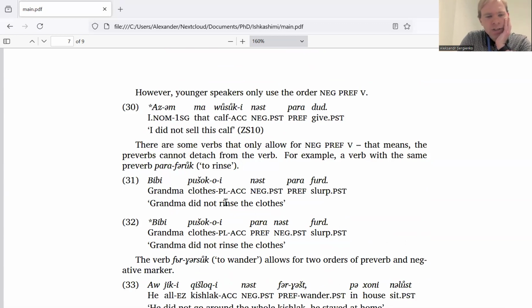That means the preverbs cannot detach from the verb, right? So for example, a verb with the same preverb para faruk, right? We have the same preverb para faruk, but this preverb is kind of more closely attached to the verb. So we cannot say bibi, pushokoi para nisfurt, right? All the respondents told me nis para furt. So para furt is a kind of one verb, one lexical item here.